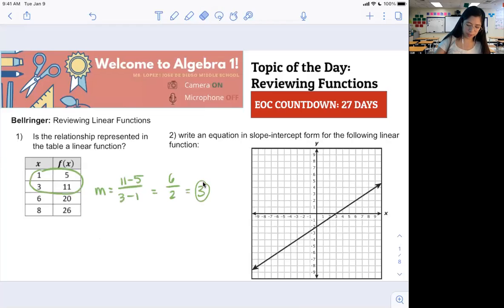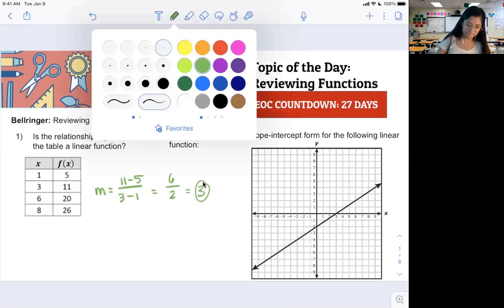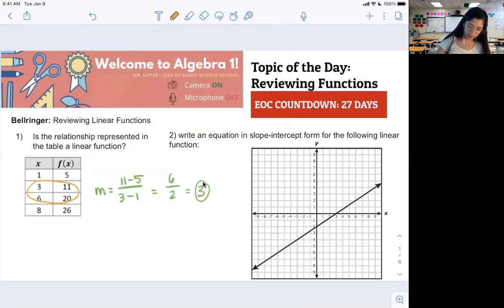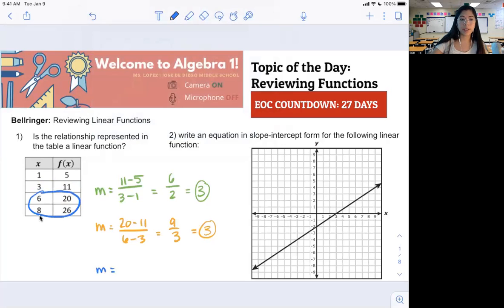Then I can do the next 2 points. Now I get 20 minus 11 over 6 minus 3. What's that? 9 over 3, which is 3. So here's the deal. The reason it's not going to work by just adding is because the x values are not constant either. It goes 1, 3, 6, 8. There's no pattern. So we have to make sure that we use the formula because oftentimes it's going to trick you because the x values are not constant.